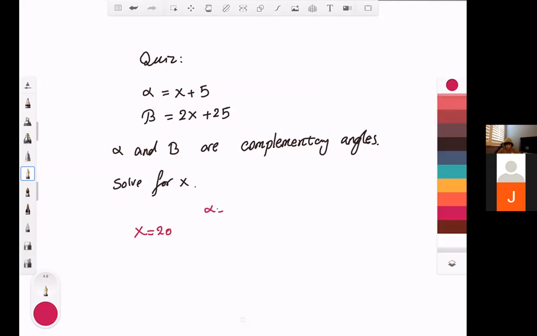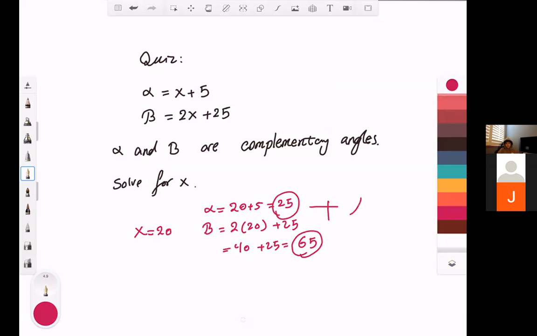That means alpha is going to be 20 plus 5, equal to 25. Beta is 2 times 20 plus 25, which is 40 plus 25, equal to 65. 65 plus 25, if you add them, you get 90 degrees. Very good, so it's correct. They become complementary.